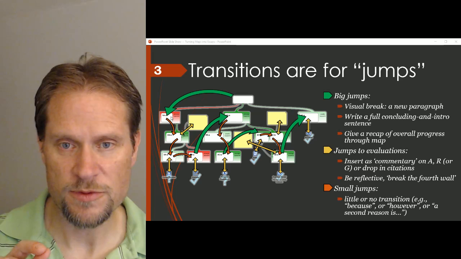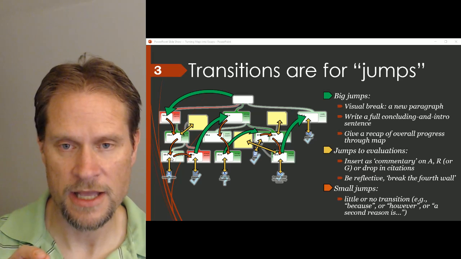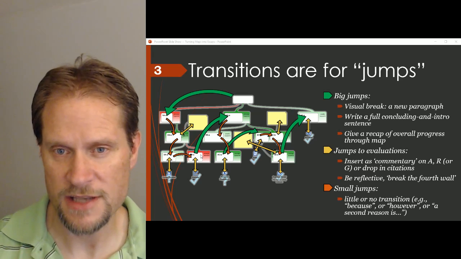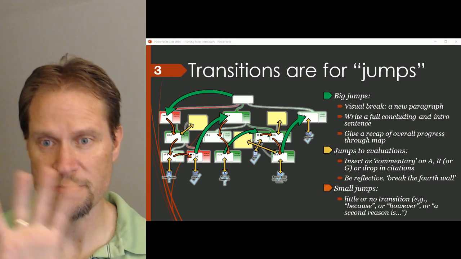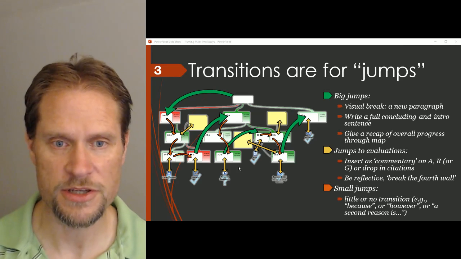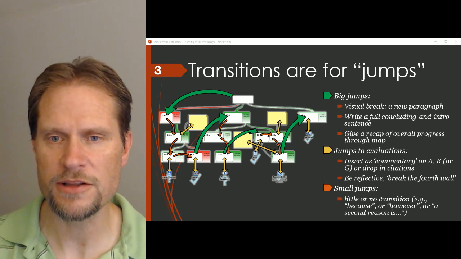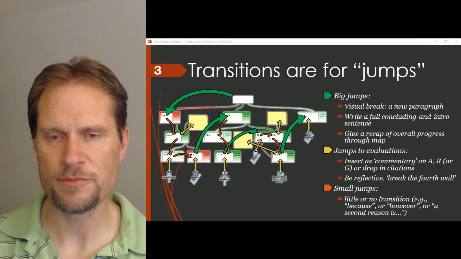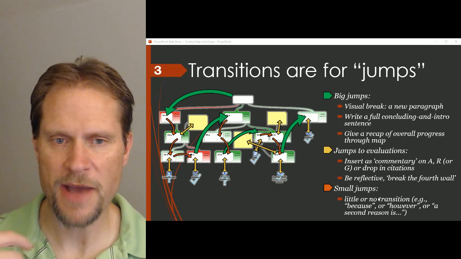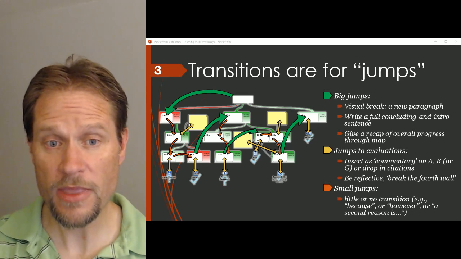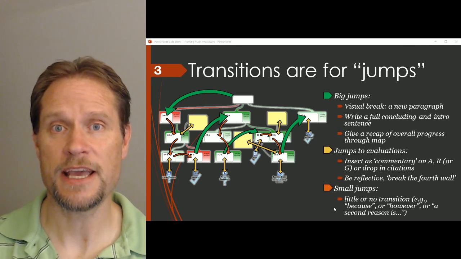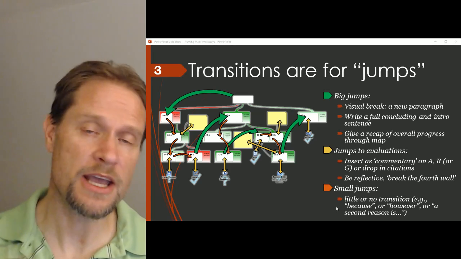Super small jumps, these ones right here, from here to here, right? And then from here, even though this is a sideways jump, in terms of the map and where you're going, it's still a small jump. That's where you have little to no transition sentence. You only need really subtle cues to help your reader understand what's happening in the map and how you're moving around it, right?